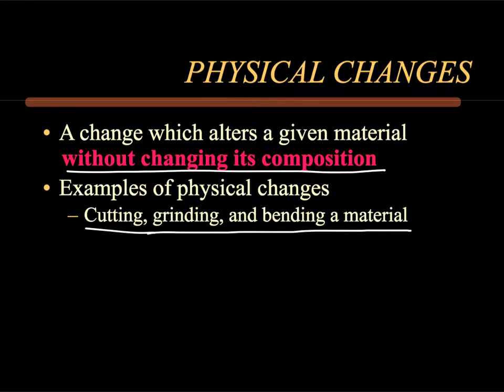For example, if I take a piece of paper and cut it up into tiny little pieces, each piece is still paper. See how the composition remains the same. Grinding: some people don't know what grinding means. The best example I can give you is a coffee grinder. It takes coffee beans and grinds them up almost into a powder. See how it's still coffee, but in tiny, tiny pieces. The composition remains the same.